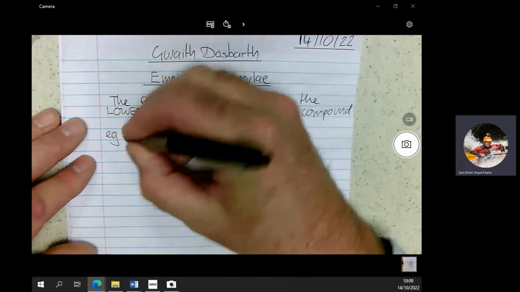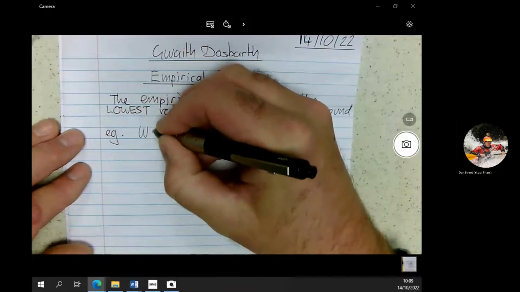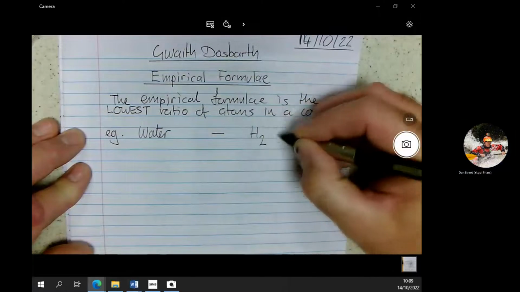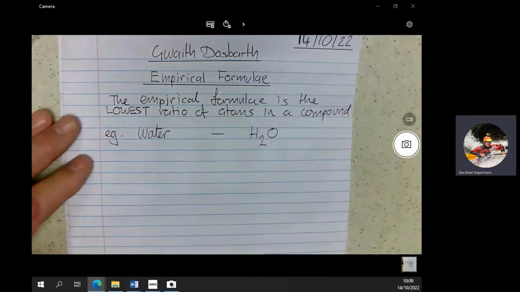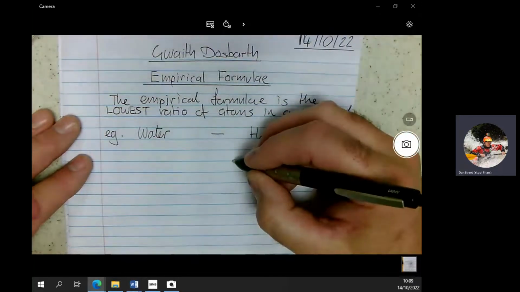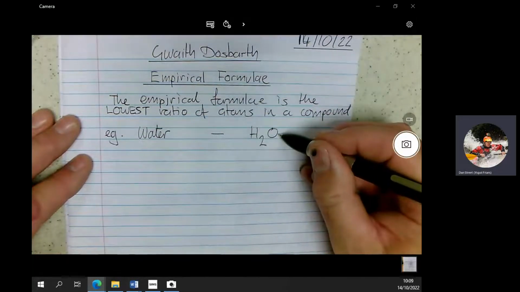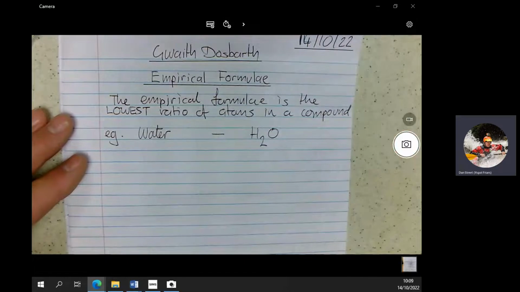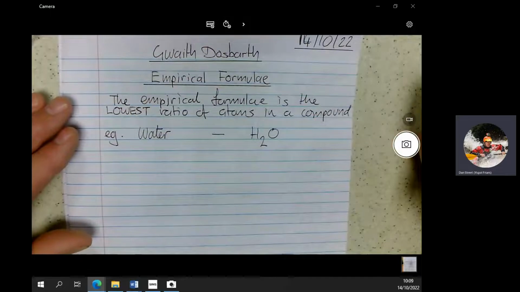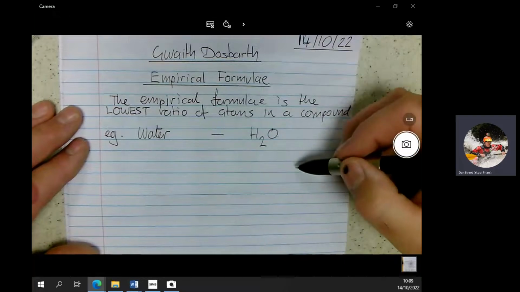So, for example, in water, which we know to be H2O, that is both the empirical formula and the molecular formula. Because there are 2 hydrogen atoms and 1 oxygen atom, and you can't mathematically make that ratio any smaller. You've got 1 oxygen atom there, and therefore that's the lowest number of oxygen atoms you can possibly have.